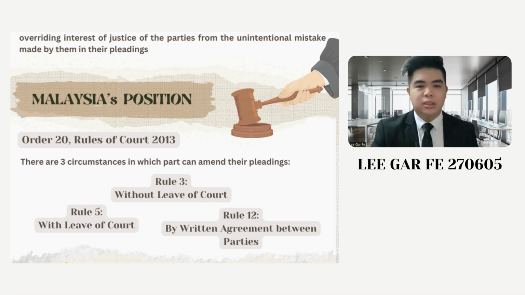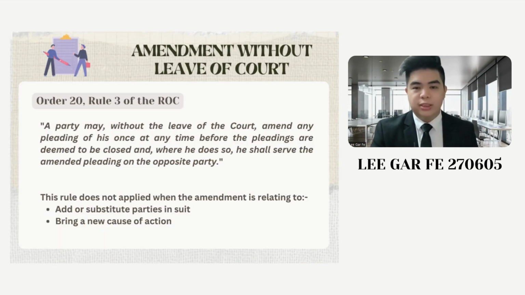By referring to Order 20 of the Rules of Court 2012, it is pertinent to note that there are three circumstances in which the parties can amend their pleadings: without the leave of court under Rule 3, with leave of court under Rule 5, and finally by written agreement between parties under Rule 12. According to Order 20, Rule 3 of the ROC, a party may amend any pleadings once at any time before the close of pleadings, and where he does so, he shall serve the amended pleadings on the opposite party. However, a party who amends the pleadings under this rule shall not add or substitute parties or bring a new cause of action within the amendments made.